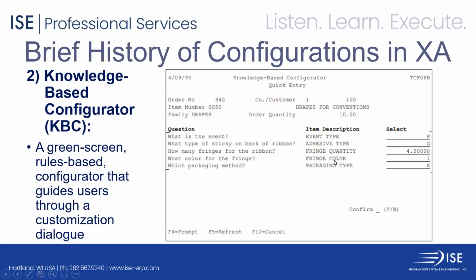And you can see a typical screen here. This was the KBC quick entry screen you're looking at, and apparently this was simulating drapes for a convention. So you have a company that makes custom drapery for special conventions. Apparently they print logos and things like that, and so you had all your choices that you could make, and that's what that's representing. So that was KBC on the green screen.